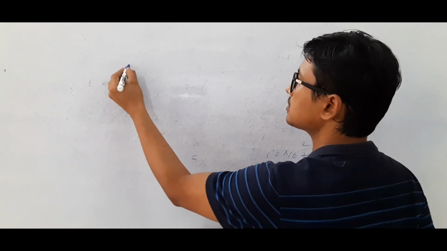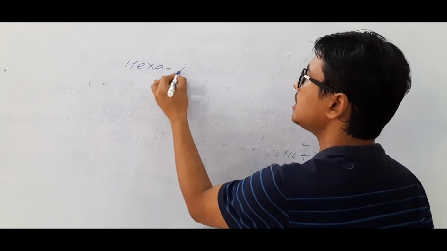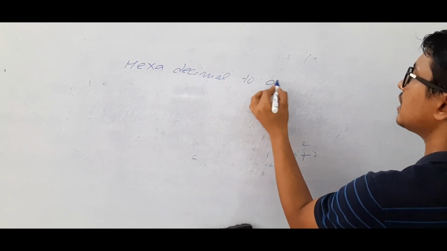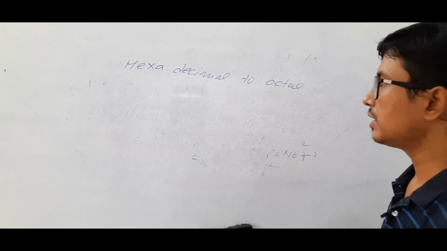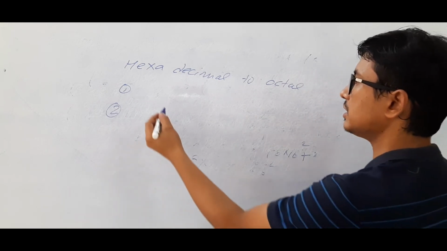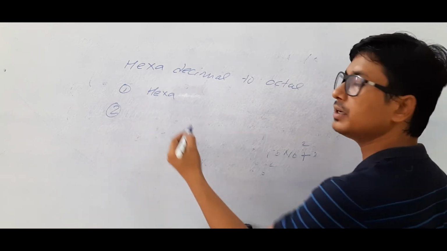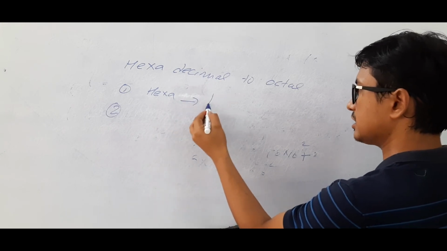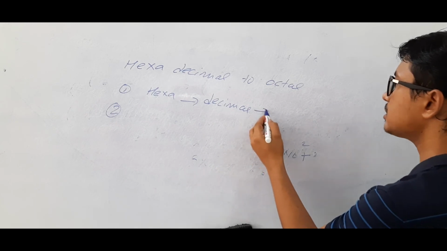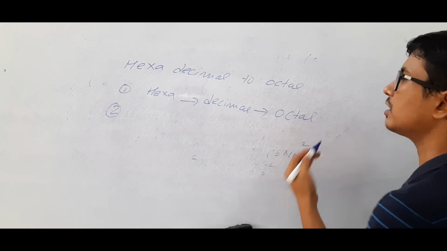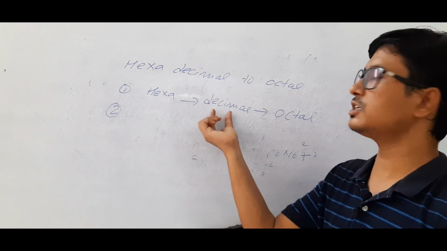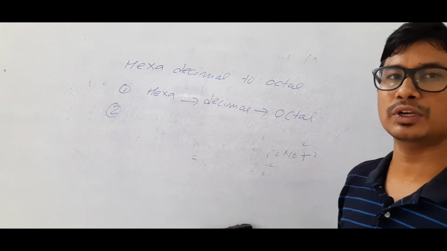Now some people will ask, sir, if I have a hexadecimal number and I want to convert into octal number, what should I do? Then we can do it in 2 ways. One way is to convert the hexadecimal number to decimal number. You already know how to convert a hexadecimal to decimal. Then from decimal number you convert into octal number. This is a very simple process.